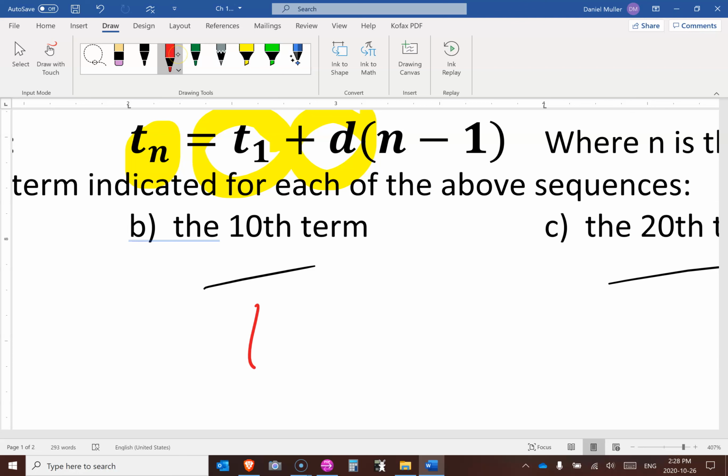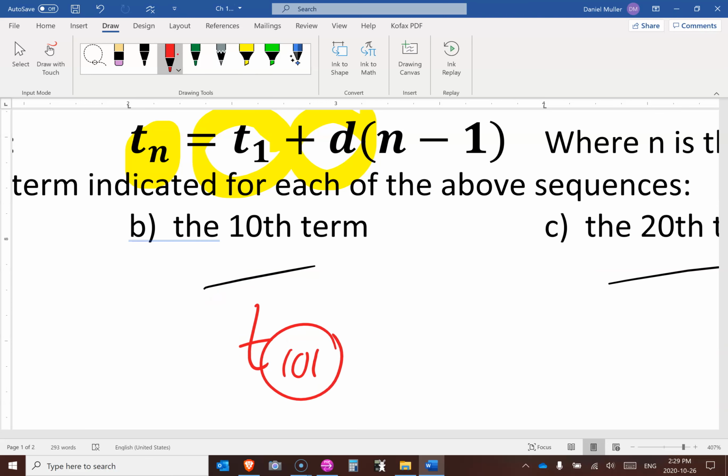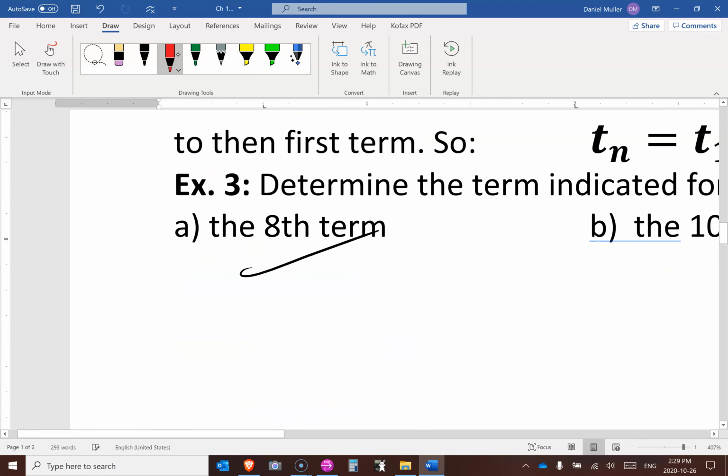So if I say T101, we are looking for the 101st spot. That's what the n means. Which spot are we in? And T101 is that spot, so that actual term. So this is the spot number, 101, and then whatever that number happens to be, like -7 or something like that. So let's take a look at how we can use this formula.